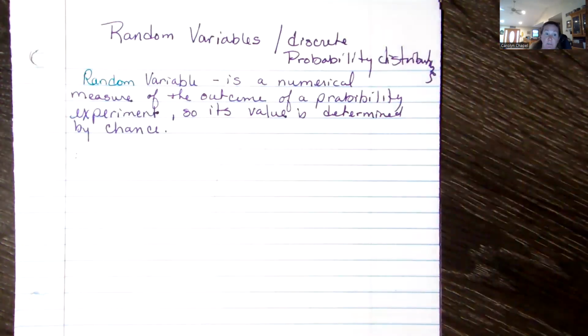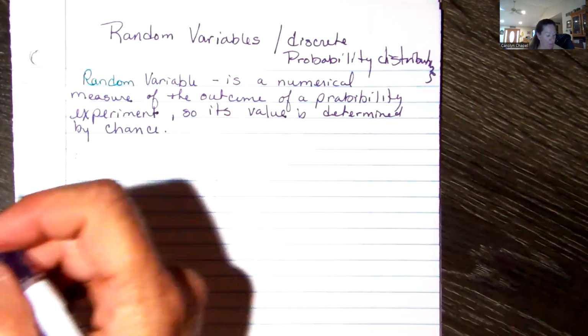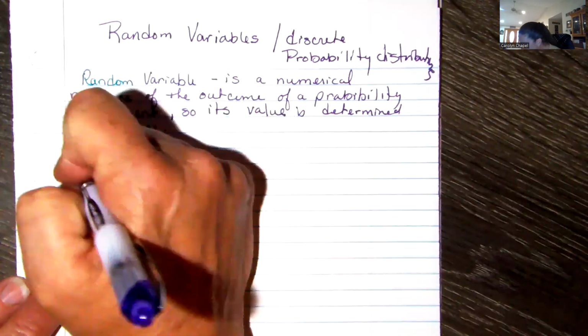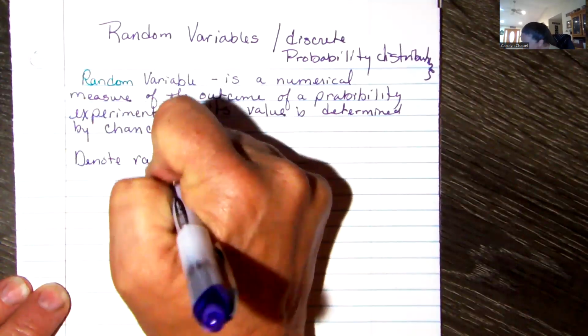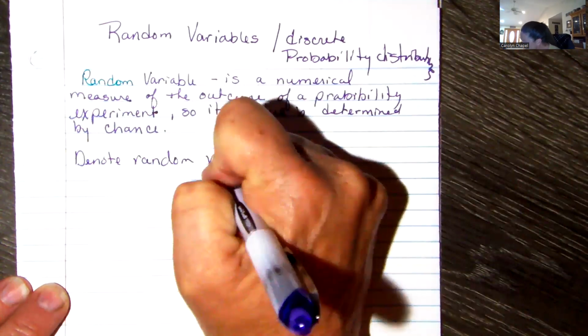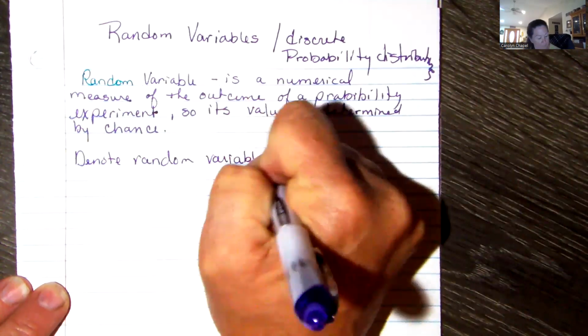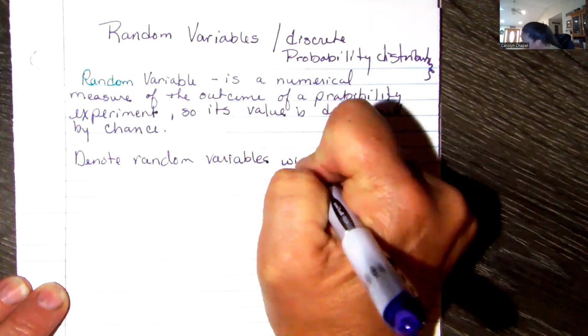First of all, a definition. What a random variable is: it is basically a numerical measure of the outcome of a probability experiment, and so its value is going to be determined by chance. We like to denote random variables with capital letters.